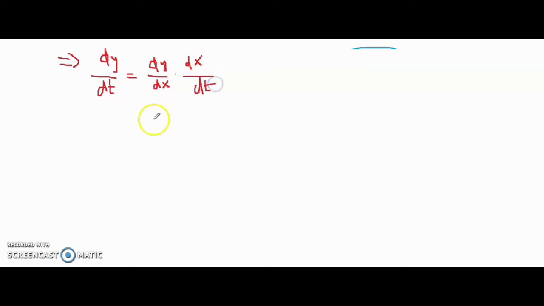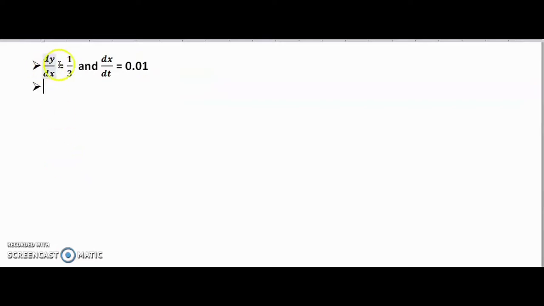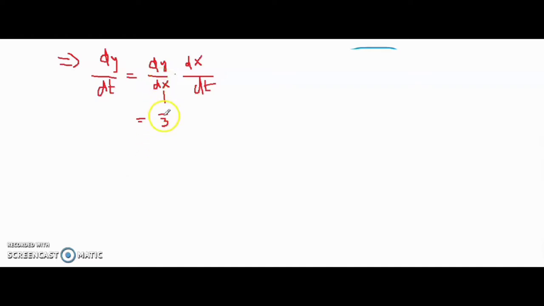Which is equal to, what is dy by dx? 1 over 3, and dx by dt is 0.01. So we get 1 over 3 multiplied by 0.01, which is equal to 1 over 300. And you know this value is a positive value. That means dy by dt is greater than 0. Hence the function is an increasing function.